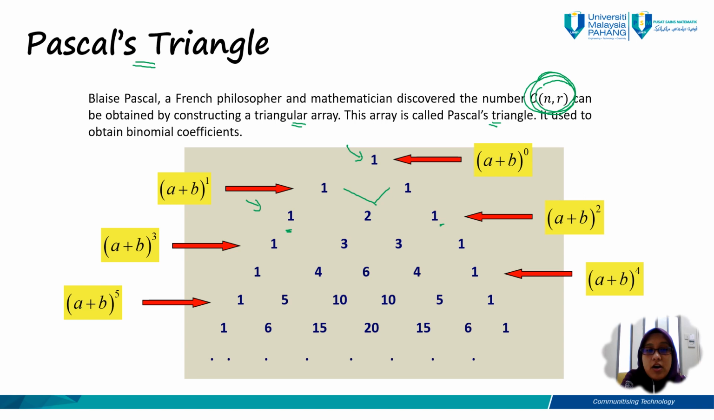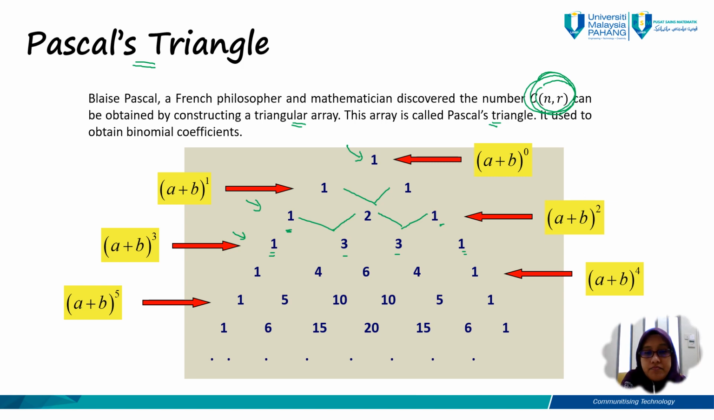So how about the fourth layer here? It will start with 1 and end with 1. How do we get the values in the middle? We have 3 and 3. Actually 1 plus 2 is equal to 3, and 2 plus 1 is equal to 3. So you can construct until n layers, as many layers as you want.